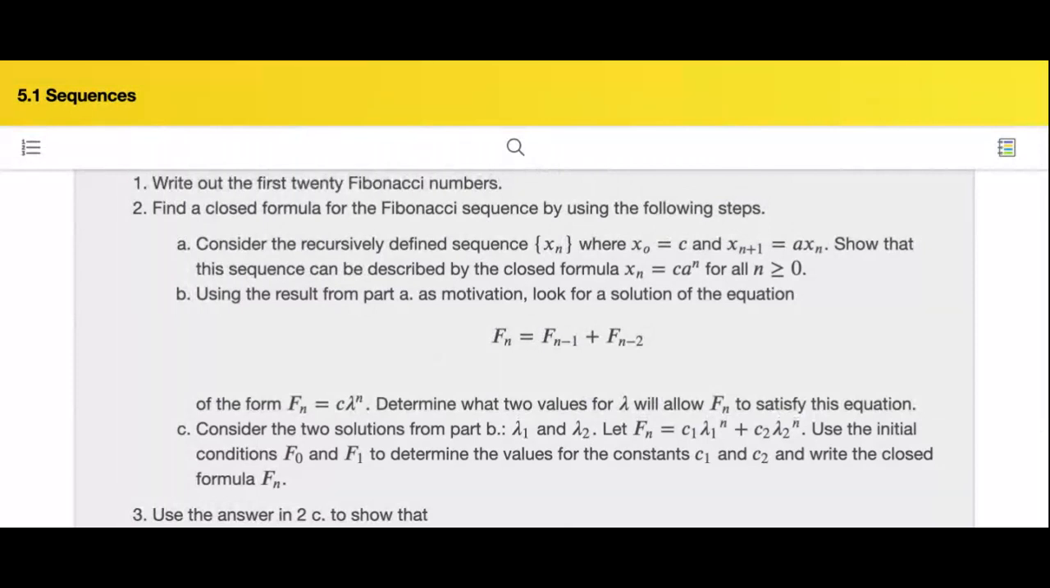So 1, 1, 2, 3, 5. Just keep adding the two terms. So 5 plus 3 is 8. 8 plus 5 is 13. 13 plus 8 is 21. 21 plus 13 is 34, and so on. It keeps going; just keep adding two terms.